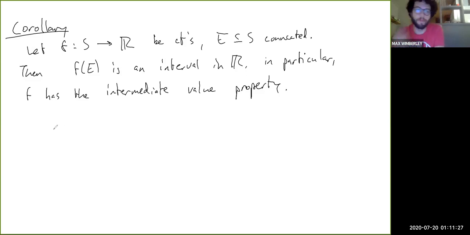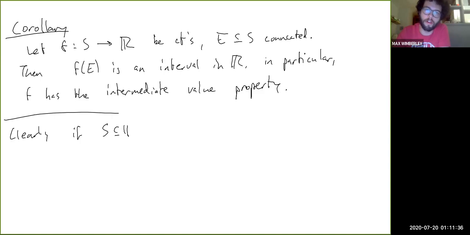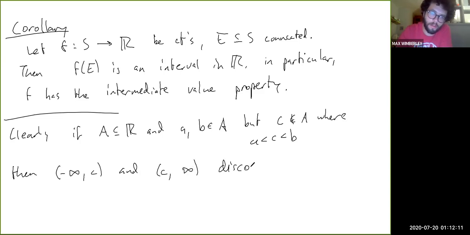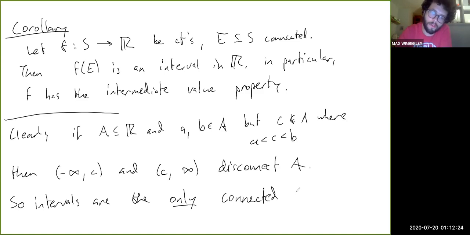They don't really elaborate on this in the book, but clearly, if A is a subset of R, and A and B are in A, but C is not in A, where A is less than C, less than B, then negative infinity to C and C to infinity disconnect A. So intervals are the only connected sets in R.